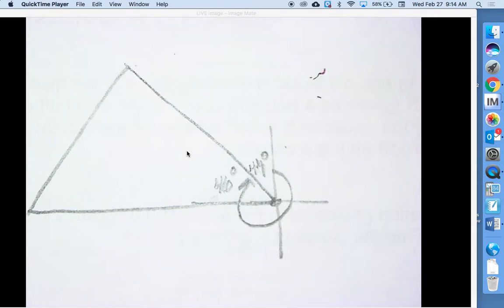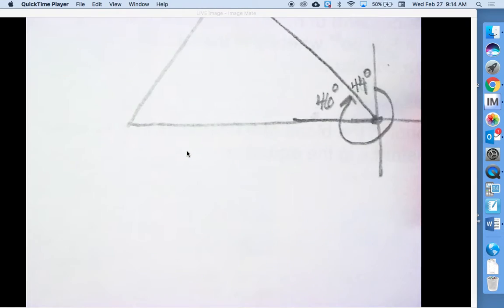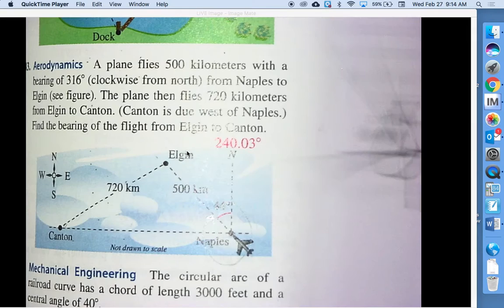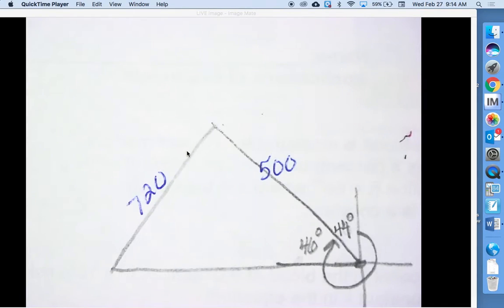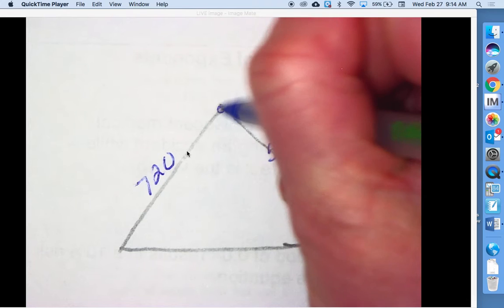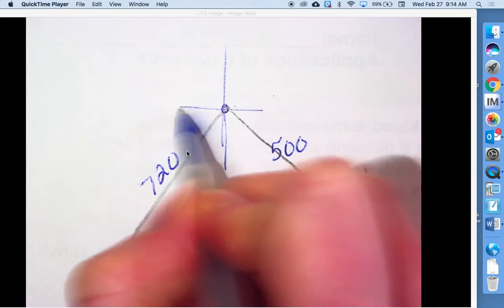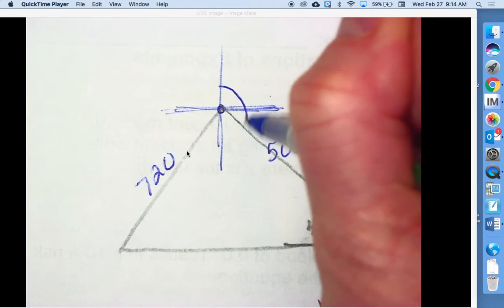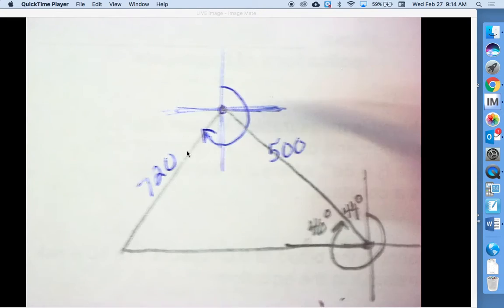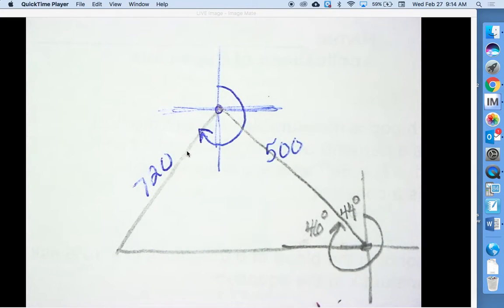And then the other information that's given for us, we have this distance here is 720 kilometers, and this distance here is 500. And the goal is for us to find the bearing of, I think this is Elflin. And again, the bearing that they're kind of talking about goes all the way around. So it starts at the north, and we need to find that information there. So the angle that kind of pulls us all the way around to the other edge.